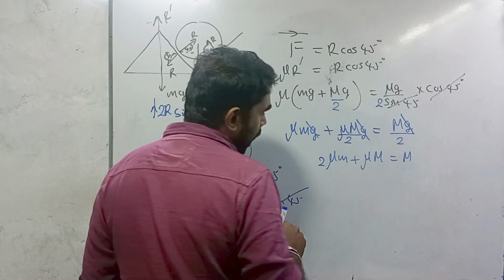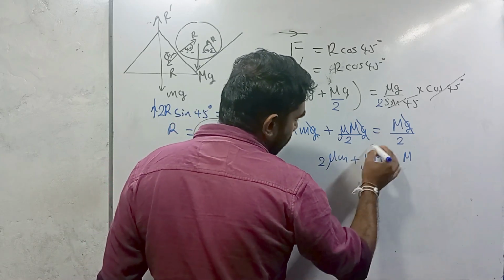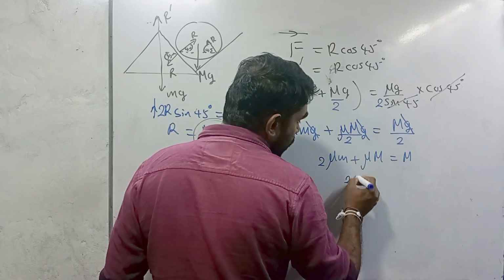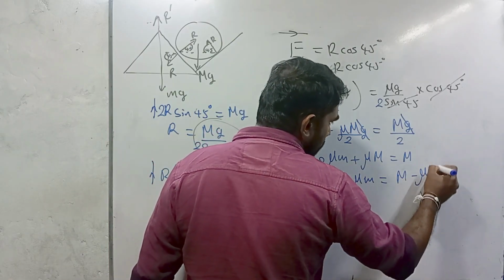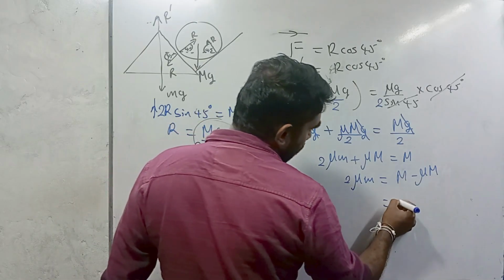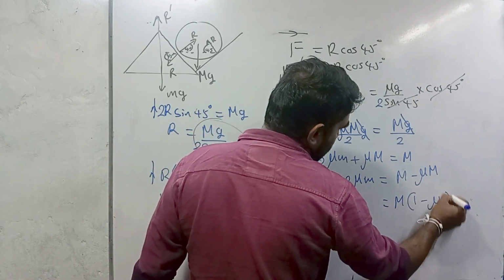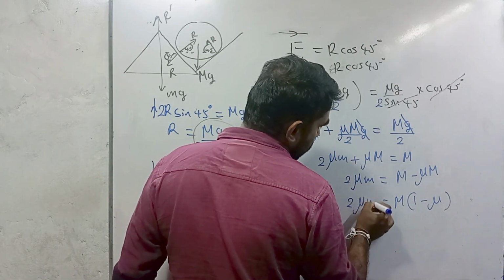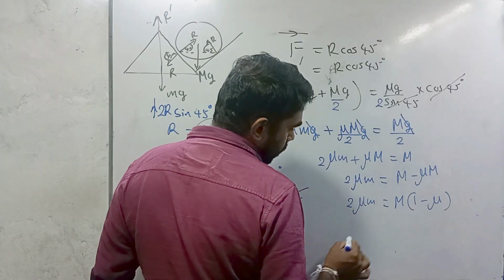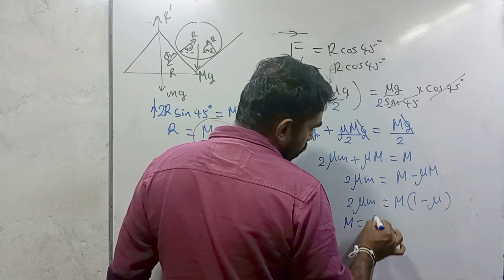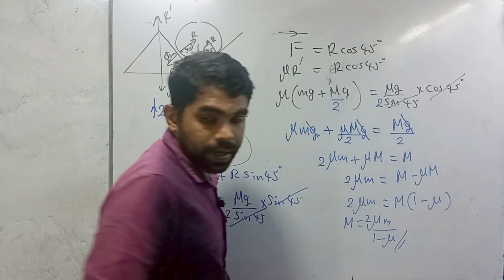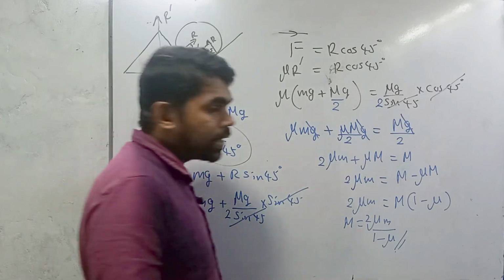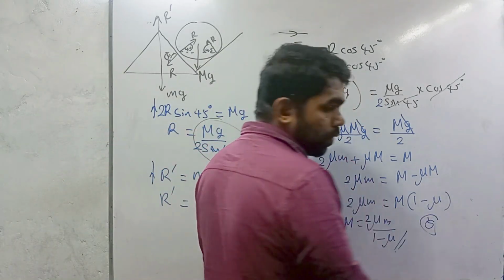Multiply by 2. Then we can get all capital M terms to the left hand side. 2 mu m equals M minus mu M. Then M is the common factor. 1 minus mu. 2 mu m. Then capital M is 2 mu m divided by 1 minus mu. We can obtain the fifth one is the correct answer for question number 13.